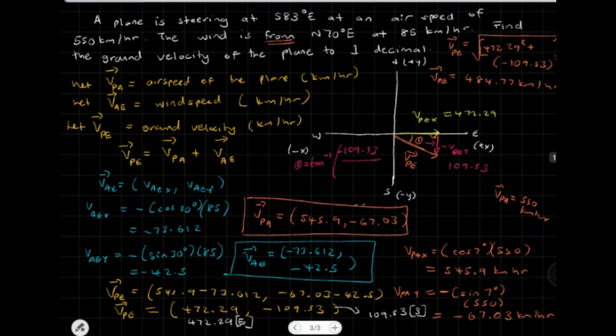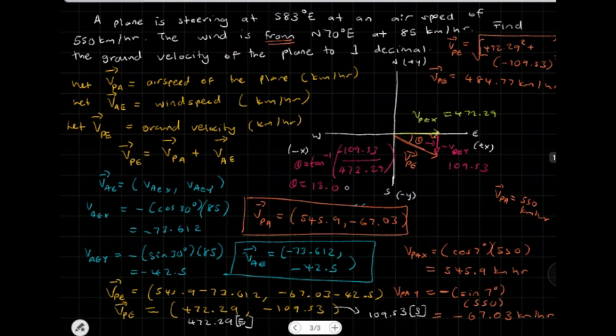Because it's in the fourth quadrant, if you recall back to CAST rule, the angle should be negative, right? But we don't really care about that. We're just looking at the magnitude of the angle. So this is negative 109.53 divided by 472.29. I'm going to do the tan inverse. So let's figure out what theta here is. Yeah, the question is a little long, but I think as you get these concepts down, you can figure out the answer very accurately.